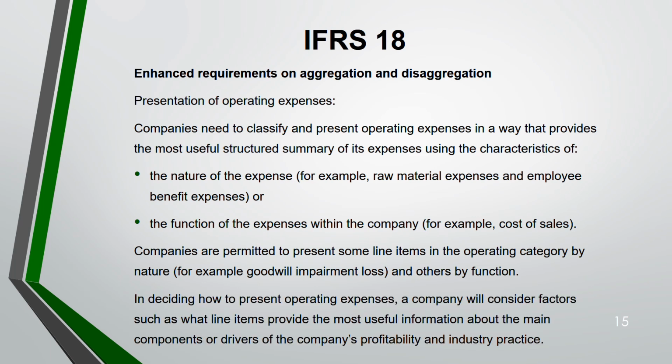In deciding how to present the operating expense, a company will consider factors such as what line items will provide the most useful information about the main components or drivers of the profitability, and industry practice. They will see what is the industry practice, how do they report their operating expense, whether by nature or function, or whether they feel if they report by nature, their users are going to get better information, or by function. So these are some factors that they will see before they present operating expense.